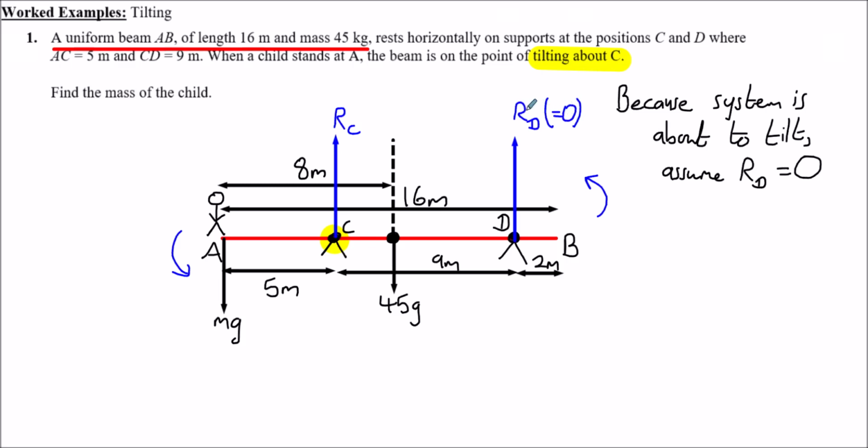So what we need to do next is to find the mass of a child by taking moments about a carefully considered point. We want to work out the mass of a child. That's the one unknown we have to deal with. We need to eliminate RC because we don't know the reaction at C. So if we take moments about C, that will conveniently eliminate the need to know what the reaction at C is. Therefore, the best place to take moments here is about C.